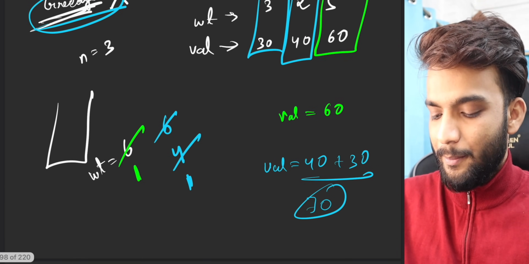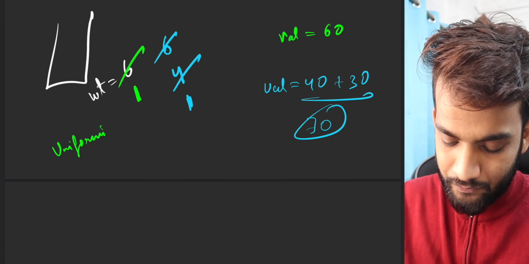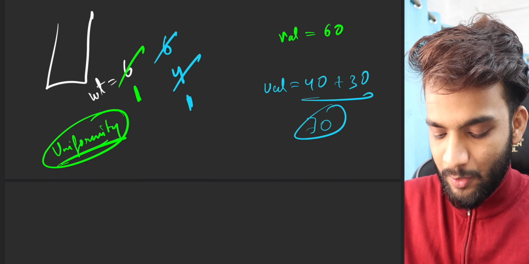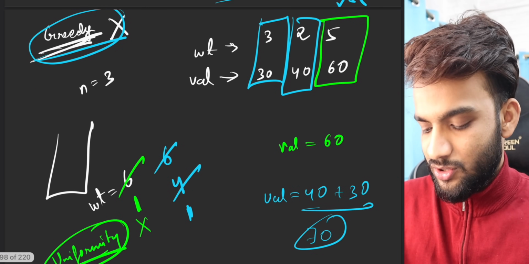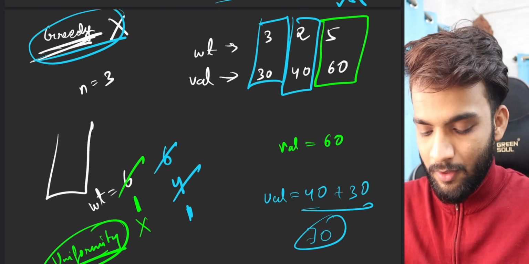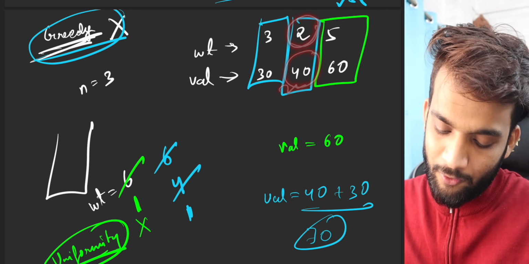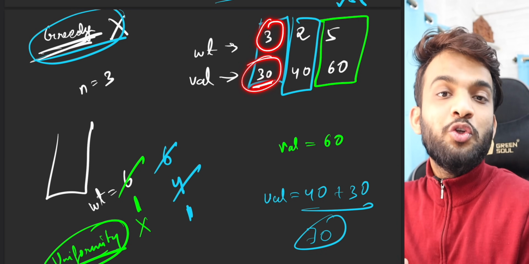Law of uniformity that I have explained. Uniformity was not there because over here it's 60, then it is 40, then it is 30. There's nothing uniform. Over here for less weight, the value is more. Over here for more weight, the value is less. So there is no uniformity.